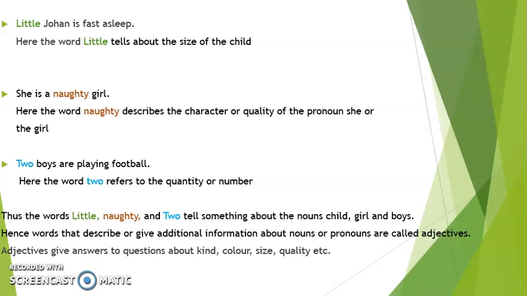Thus the words little, naughty and two tell us something about the nouns child, girl and boys. Hence, words that describe or give additional information about nouns or pronouns are called adjectives. So adjectives give us answers to various questions that we raise. What kind of a person he is, or what color is the bird, what is the size of the football, or what is the size of the child, how much rice is left in the plate.